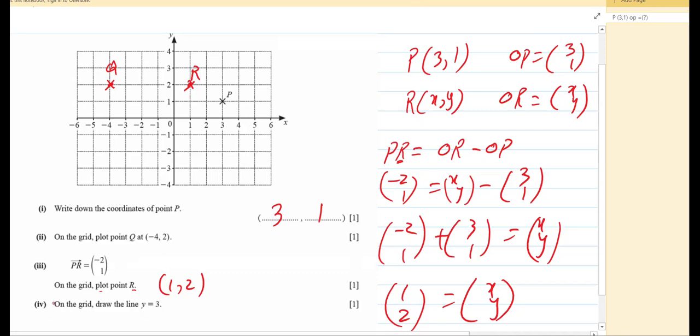Now this part, later, when we do coordinate geometry, I will let you know how to do it. Clear or not?